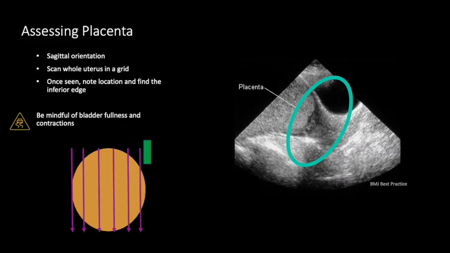If the bladder is really full, it can put some pressure down here on the cervix, and that can make it seem as if the placenta is lying higher up or lower down than it really is. Similarly, if the patient is contracting for whatever reason, if they're in labor or early labor, the lower uterine segment contracts and can give you a false placenta previa that's really not present when the uterus is relaxed.